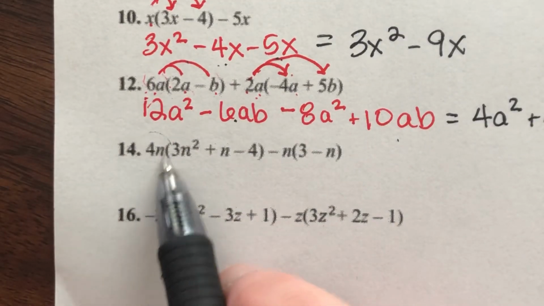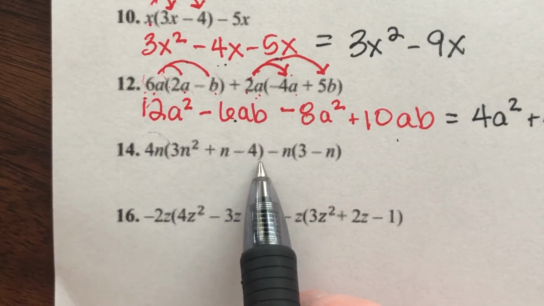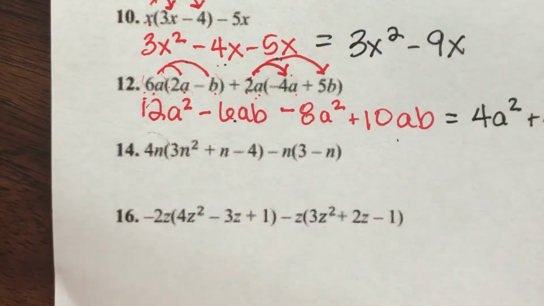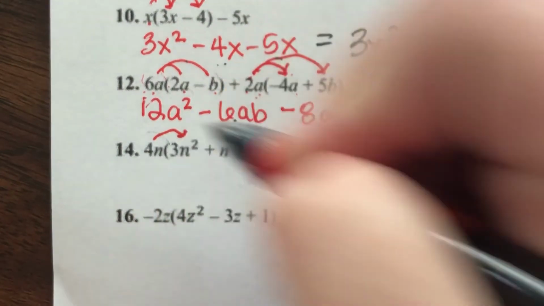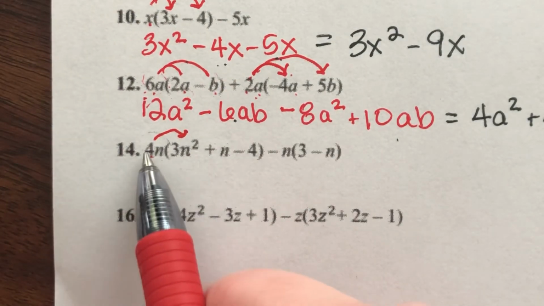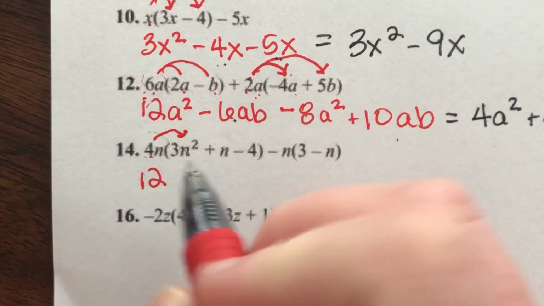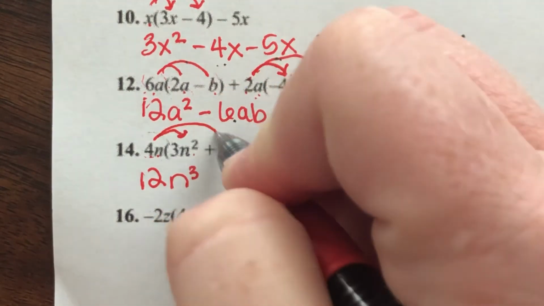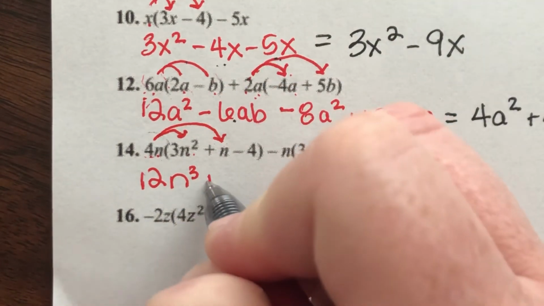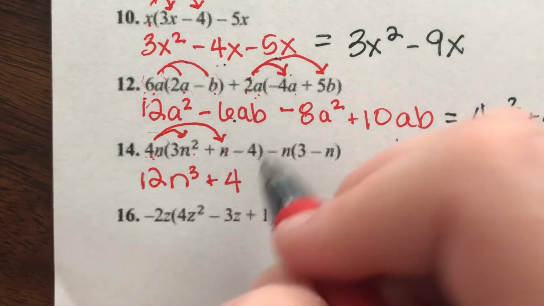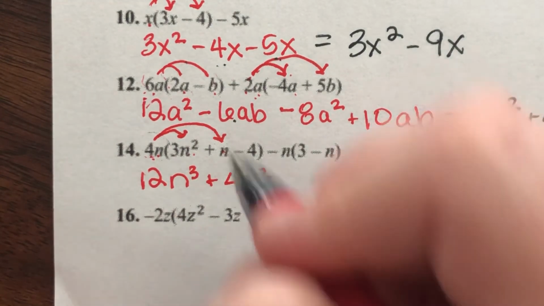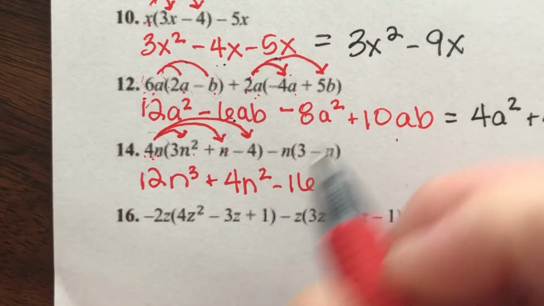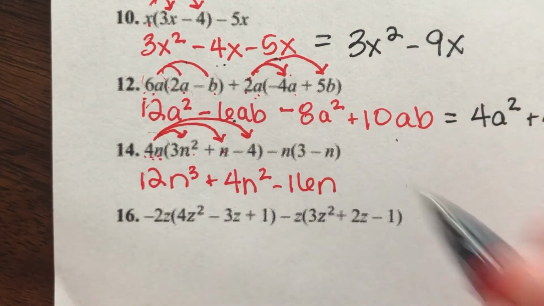We have a monomial multiplied by a trinomial, and then a monomial multiplied by a binomial. So first I want to distribute this 4n. 4n times 3n squared. 4 times 3 is 12. N times n squared is n to the third. 4n times n, it's positive 4. N times n is n squared. And 4n times negative 4. 4 times negative 4 is negative 16. N times nothing is just n.